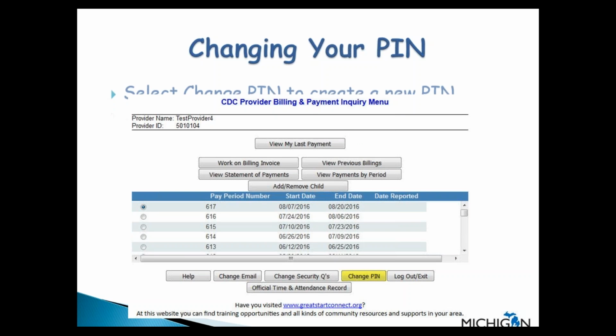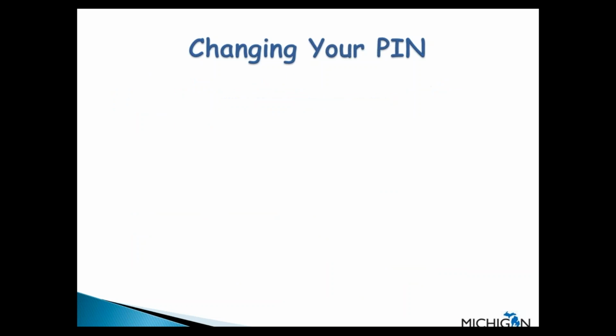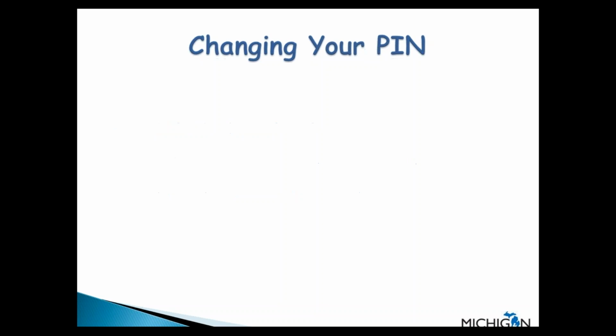Use the Change PIN option near the bottom of the Provider Billing and Payment main menu screen. You may use the Change PIN, Change Email, or Change Security Cues options at any time to reference or update this information. When changing your PIN, there are certain rules. You cannot use any of your last 5 PINs. The numbers cannot be in consecutive order, such as 1, 2, 3, 4, 5, 6. And the digit cannot be repeated, such as 1, 1, 1, 1, 1, 1.